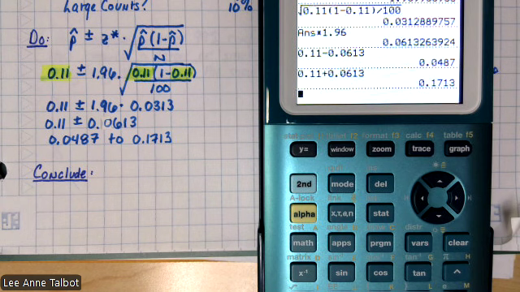Do you guys all see how I got the low and the high? For the plus or minus there?